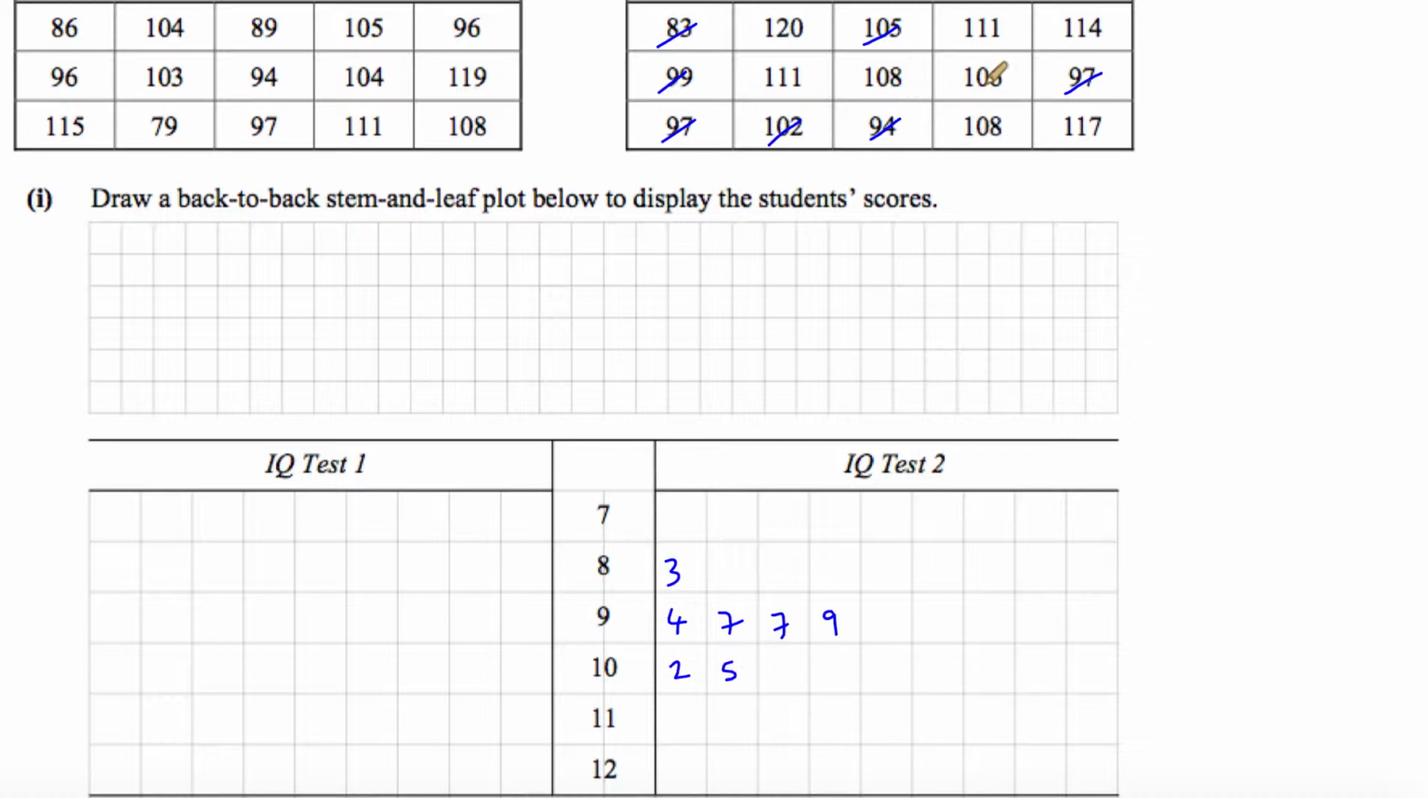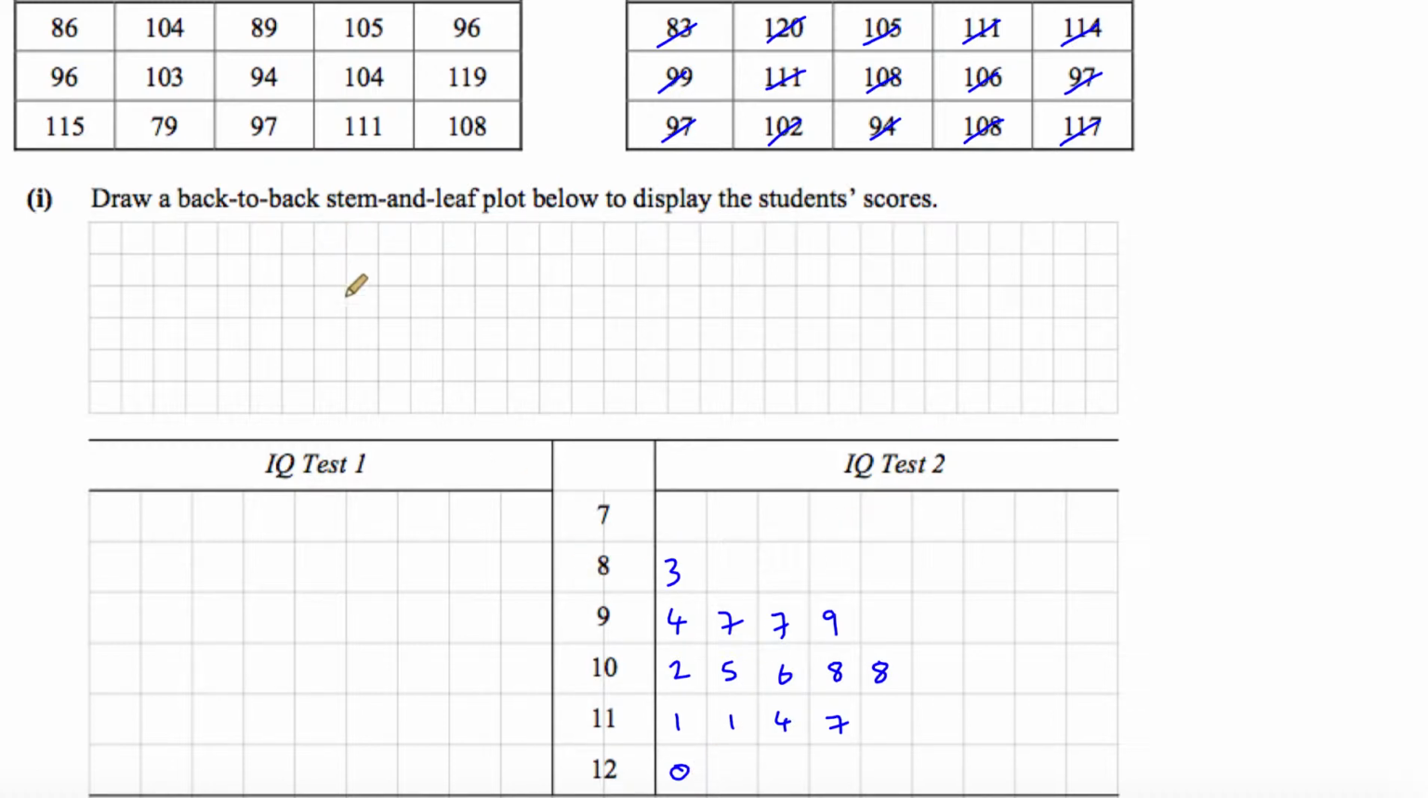I then have 106. Oh, not 107. So 106 and 108 twice, 106 and then 108, which is there twice, before I am then up to 111 twice, so 111 and 111. Then I've got 114, 117 and 120. So 114, 117 and 120 will be down here. So that's IQ Test 2 done.